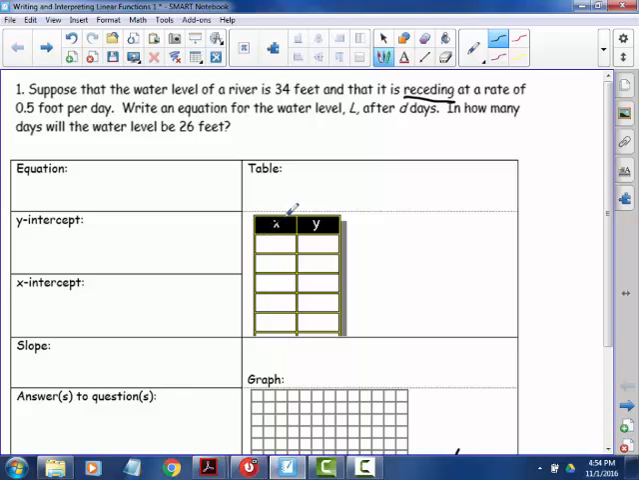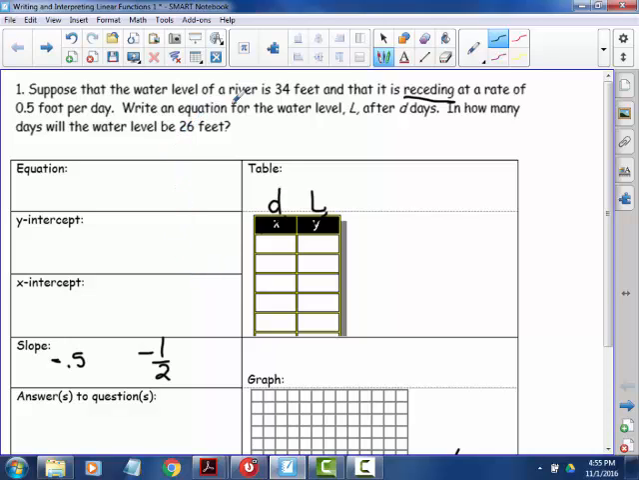Okay, so I'm going to change this here on my table because they told me L and D, and it says write an equation for the water level L after D days. So L is going to be my dependent variable. It's going to depend on the number of days. It's going down at a rate of half a foot per day, and I know that rates are slope, so if it's going down, that's a negative 0.5, right? But because I'm going to be graphing, I'm going to also write it as negative 1/2. So a half a foot per day.